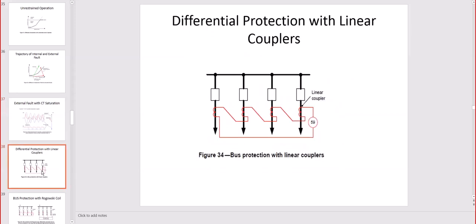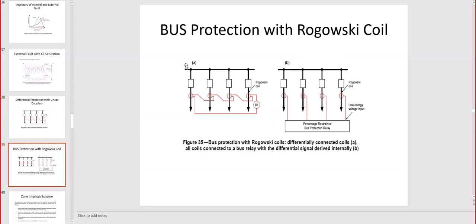Here is digitized differential protection with linear couplers. Instead of using CTs, we are using linear couplers, which are really Hall effect. Then you have a 59 looking at the overvoltage across this, as opposed to looking at the current. It looks at the voltage, and the voltage will increase as the current unbalance between the feeders increases. Those are used mostly in SF6.